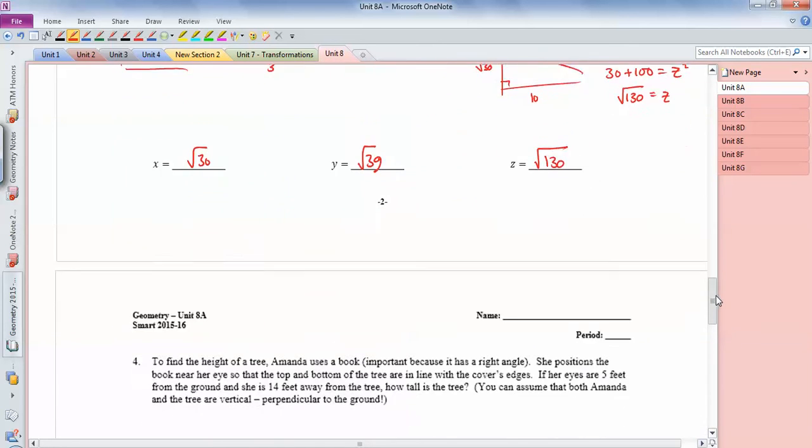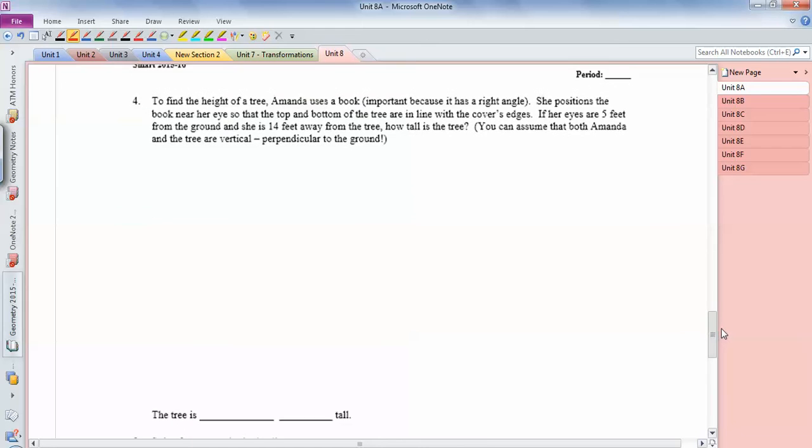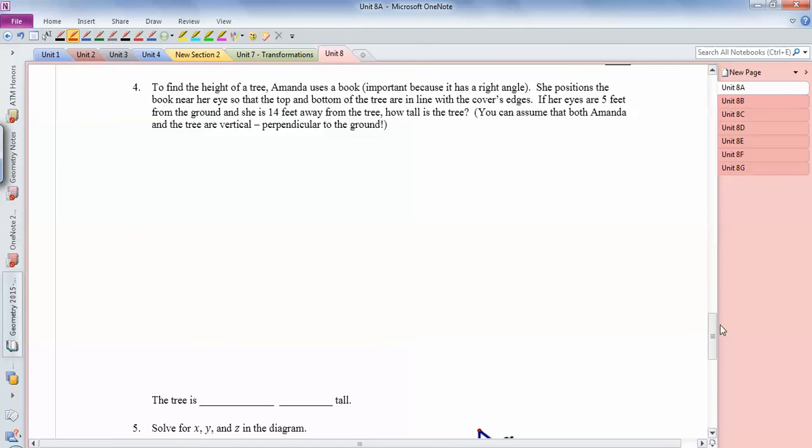Okay. Let's take a look at what comes next. To find the height of a tree, Amanda uses a book, which has a right angle. So that's kind of the key to the problem. She positions the book near her eye. So let's draw a picture here. So we got the ground, and here's the tree right here.